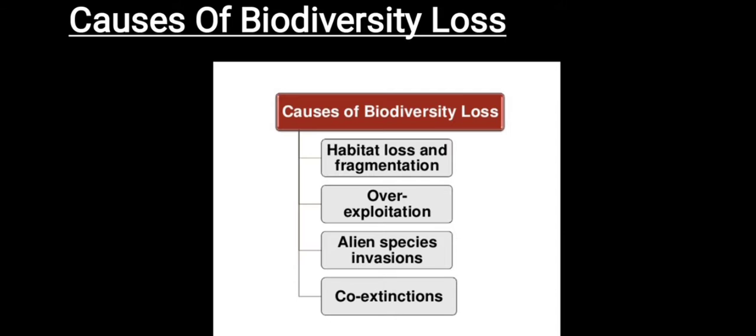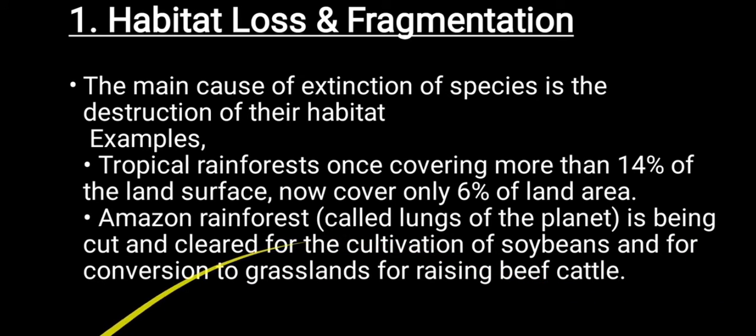These four major causes are called the evil quartet. First, let us learn about habitat loss and fragmentation.